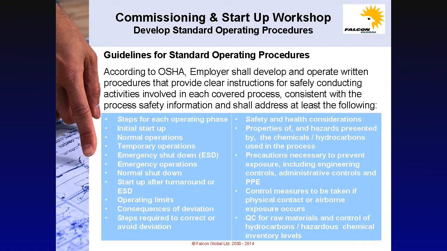Guidelines for standard operating procedures according to OSHA. The employer shall develop and operate written procedures that provide clear instructions for safely conducting activities in each covered process. This is consistent with the process safety information and shall address at least each of the following.